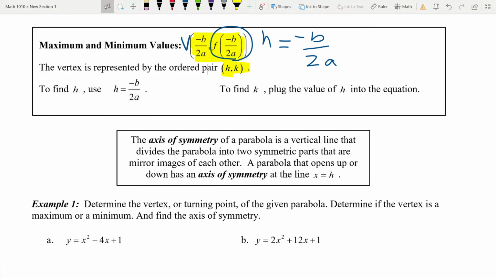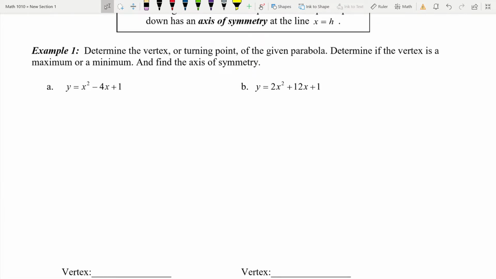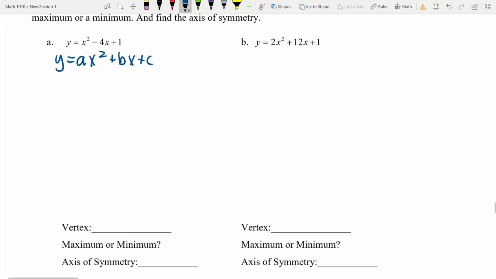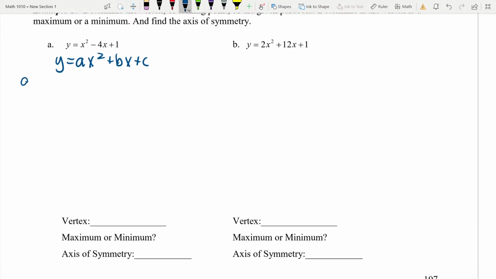Right here, determine the vertex or the turning point of the parabola, determine if it's a max or a min, and find the axis of symmetry. Right underneath this, write down y equals ax to the second plus bx plus c. The a is in front of the x to the second. There's nothing there, so it's a 1. So everybody write a equals 1. The b is in front of the x, so it's a negative 4. And the c is the number that has no letter, and it's 1.